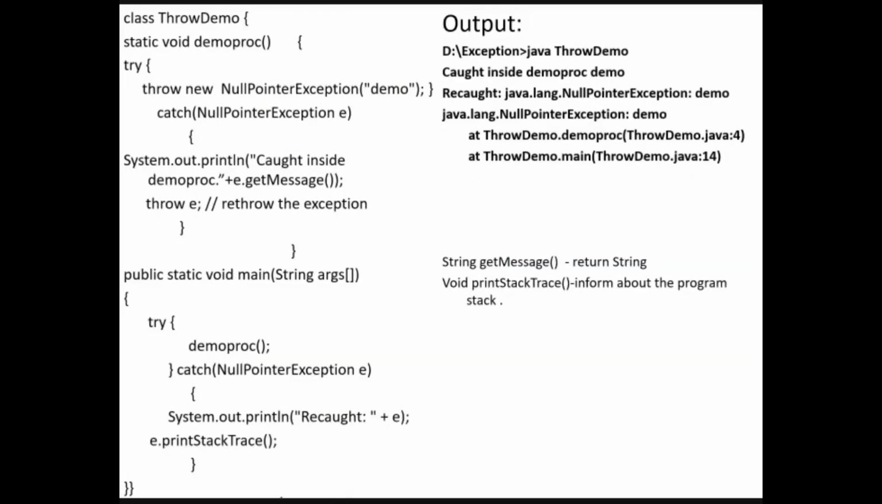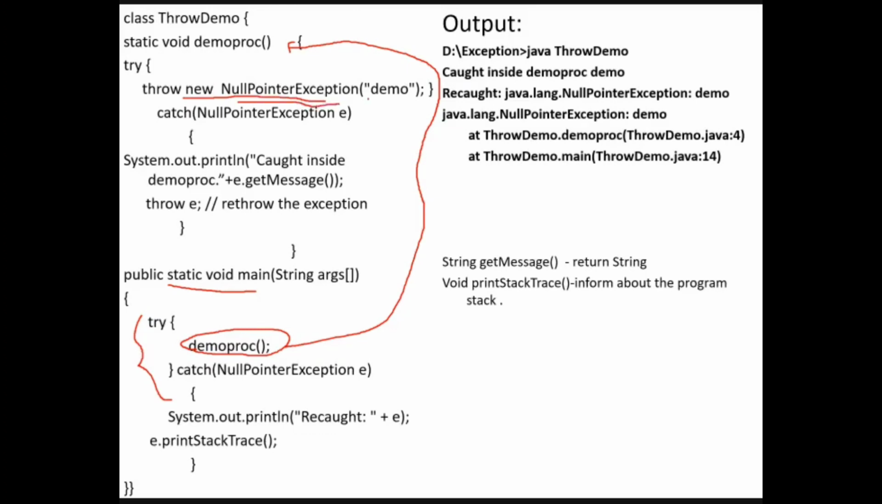Now we will see one example using throw. Execution starts from main. Within that, I am calling one method, demoproc, which is written within a try catch block. When it is executed, control comes to the definition of demoproc. Here I am explicitly throwing one exception, a NullPointerException, with the string "demo".